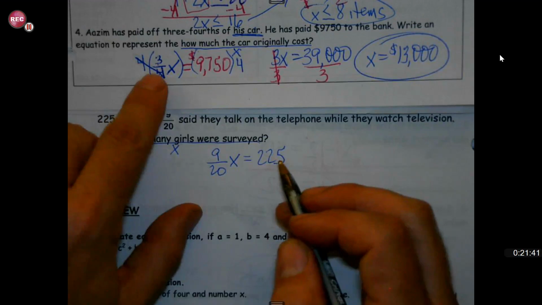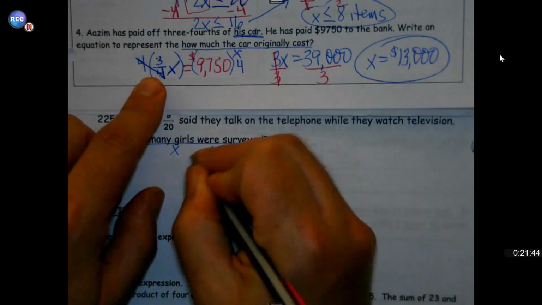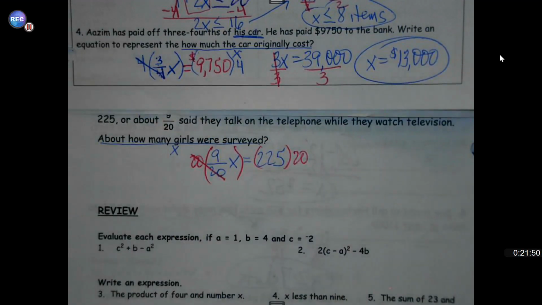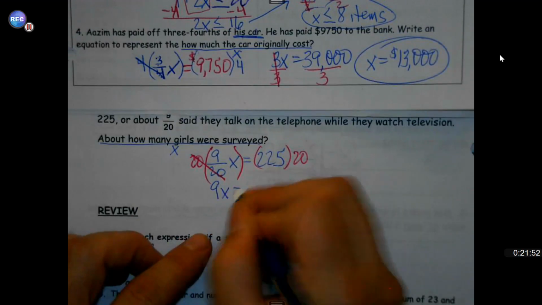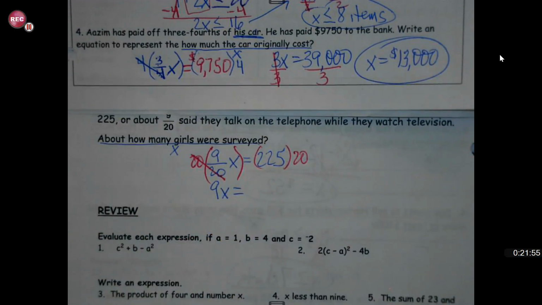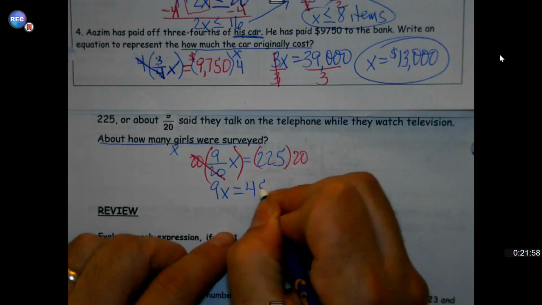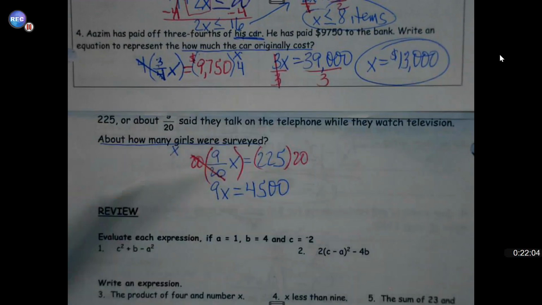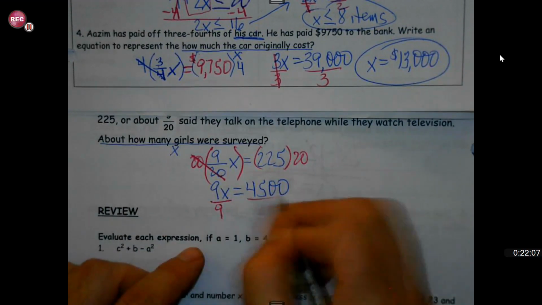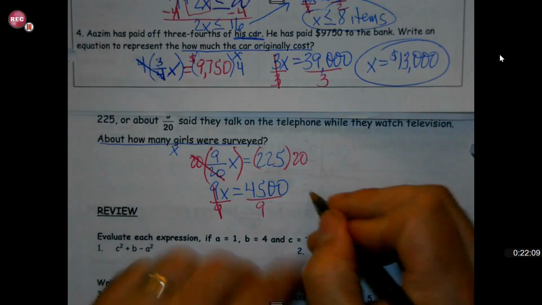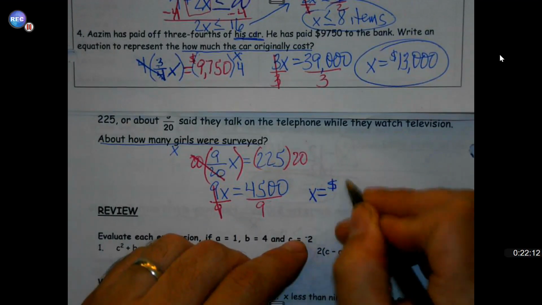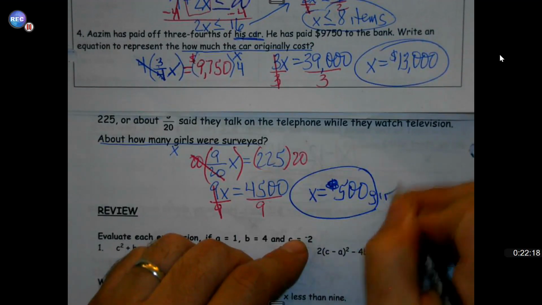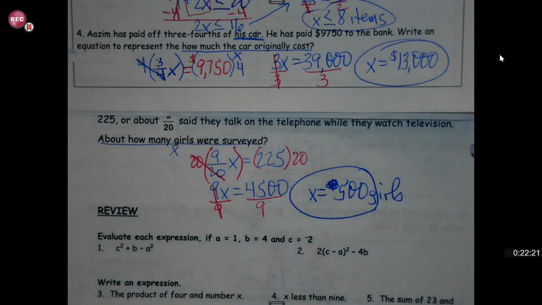Oh, it looks like I multiplied by this number. Okay, let's see. So multiply by 12. Ooh, I did it to both sides. We're faking it till we make it, people. I can't do 225 times 20 in my head right now. 4,500. Looks like a little division working. Oh, it's not $500. My goodness, it's 500 girls. I'm not talking about money here.